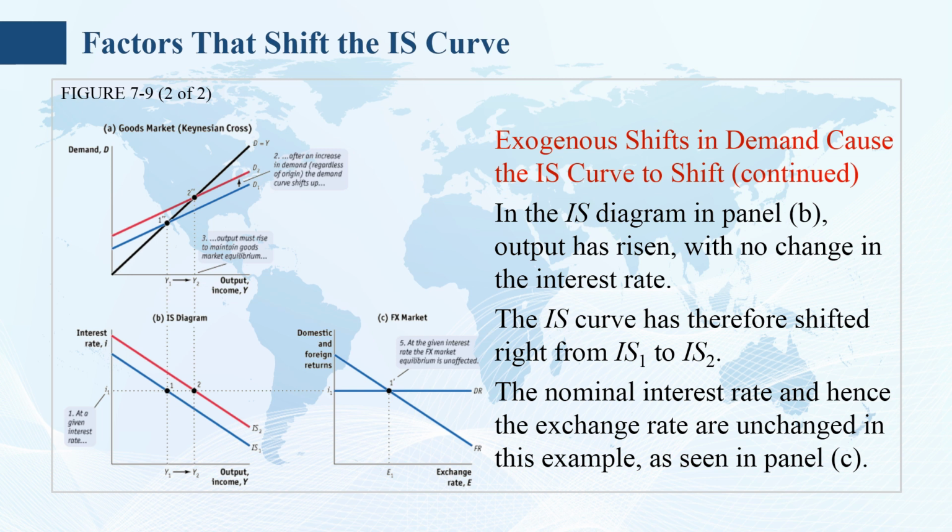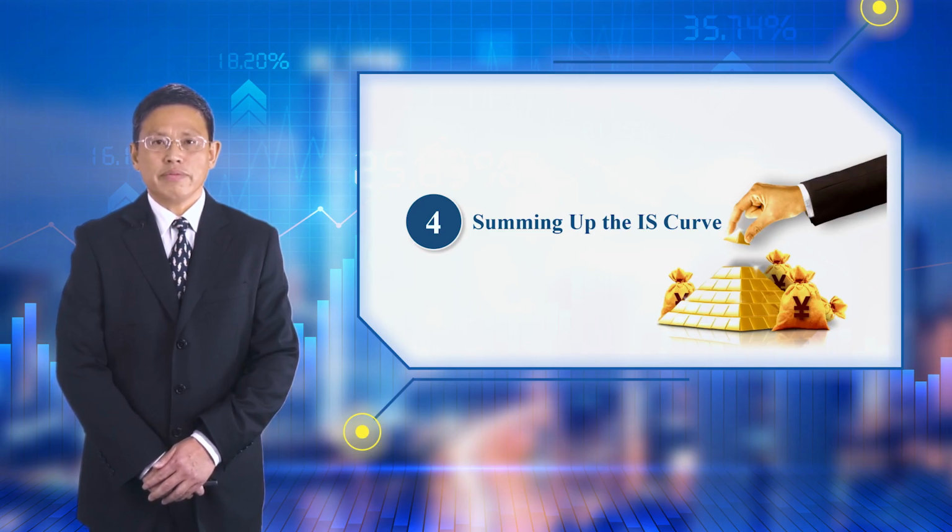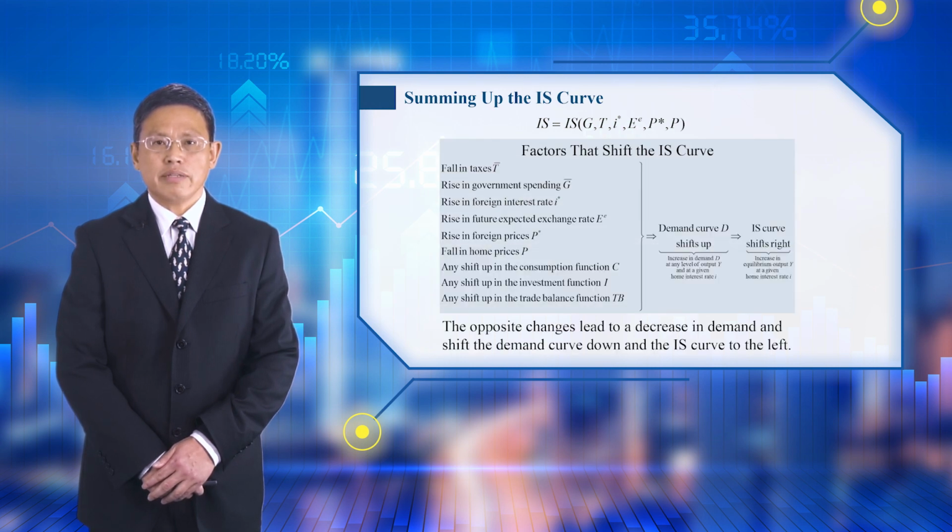The general rule is as follows. Any type of shock that increases demand at a given level of output will shoot the S-curve to the right. Any shock that decreases demand will shoot the S-curve down. Summing up the S-curve, factors that shoot the S-curve out: a rise in government spending, a rise in the foreign interest rate, a rise in the future expected exchange rate, a rise in foreign prices, a fall in home prices, any shift up in the consumption function, any shift up in the investment function, any shift up in the trade balance function.